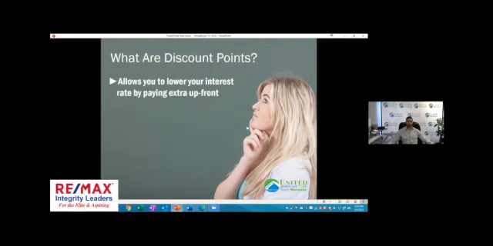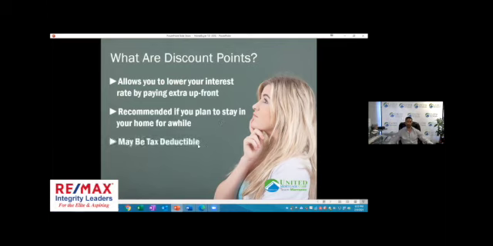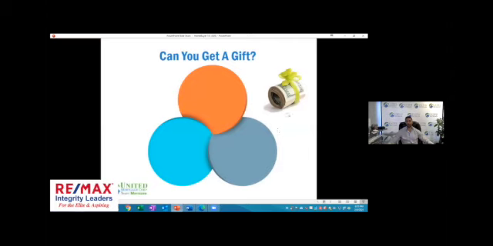So yeah, it allows you to lower your interest rate by paying up front. Recommended if you plan to stay in the home for a while. Again, if you don't, it's not a situation you want to put yourself in. And it could be tax deductible, which is really nice. You should always speak to your accountant about that. All right, or they should speak to their accountant about that.